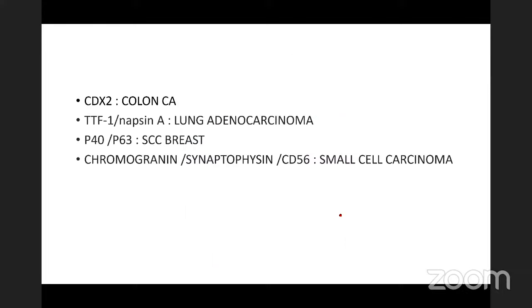Apart from that, new IHC markers you have to remember, because this is the question that has been asked. CDX2 is very, very classical for colon cancer. TTF1 and napsin is adenocarcinoma of lung. Please remember, TTF1 can also be positive in small cell carcinomas. P40, P50, and P63 is squamous cell carcinoma. Chromogranin, synaptophysin, and CD56 is small cell carcinoma. So that is what you all have to remember. And that's your markers. That should be clear to everybody. Right, guys?